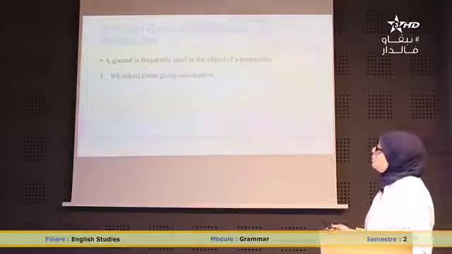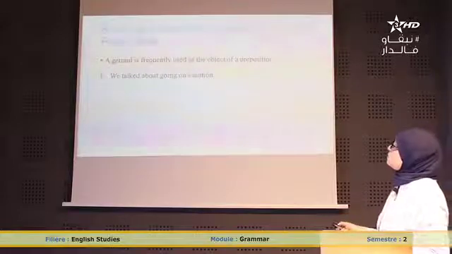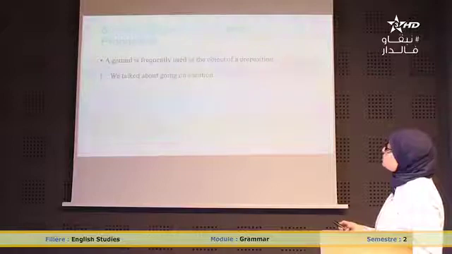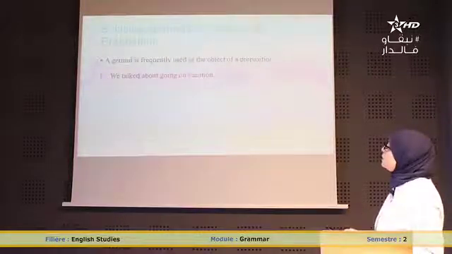Let's look at the example. We talked about going on vacation. If you look at the sentence, the verb talked is the main verb of the sentence, but it is a verb that is followed by a preposition. Now, the moment we have a preposition, automatically we have a gerund, because after prepositions in English, if we need a verb form, we use the gerund.